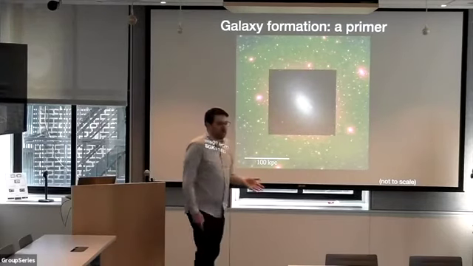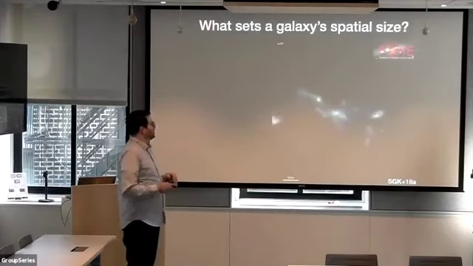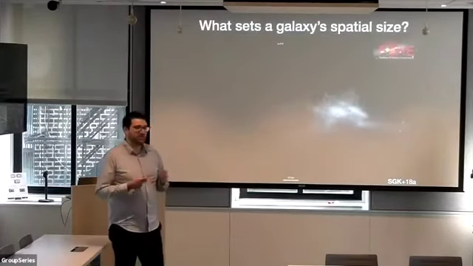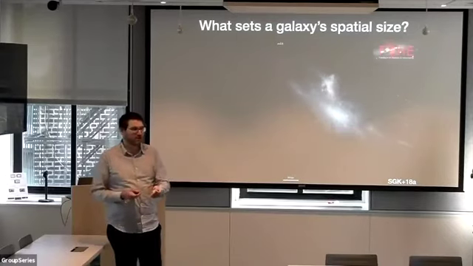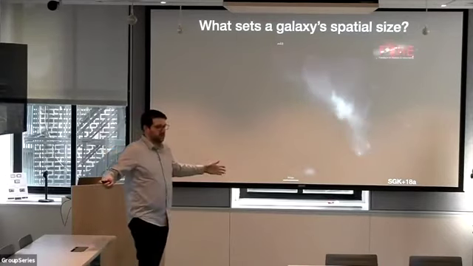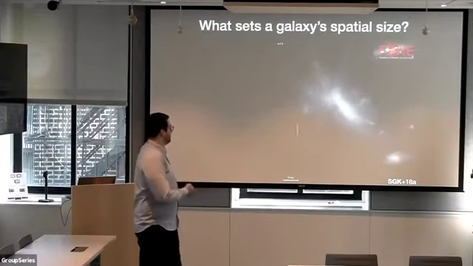So the first thing I want to talk about very briefly is a project I did about a year or two ago, where we looked at what sets a galaxy's spatial size or its morphology. What sets whether it looks like that ball of stars, or looks like this big disk, or looks like something in between. So here I'm showing you a movie from one of the FIRE simulations.